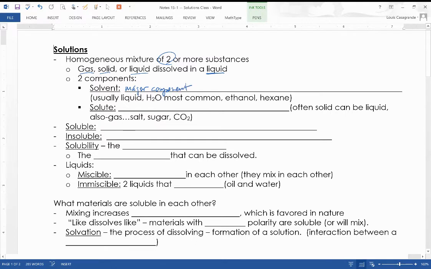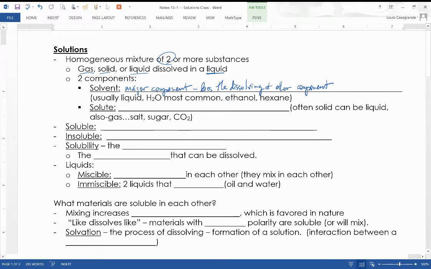The major component of the solution. You can think of it as the active part. It's the part of the solution that does the dissolving. It acts on the other part, dissolves the other component. And it's usually going to be a liquid.